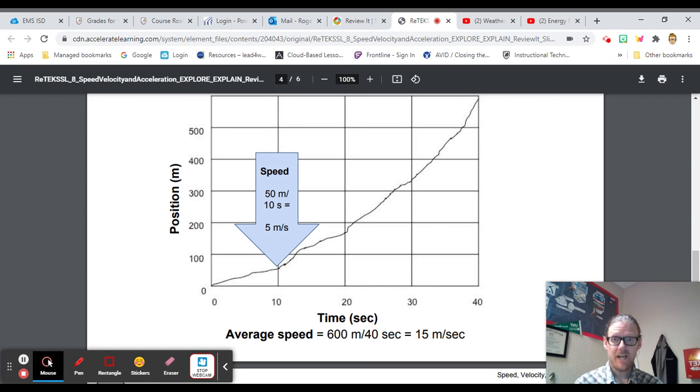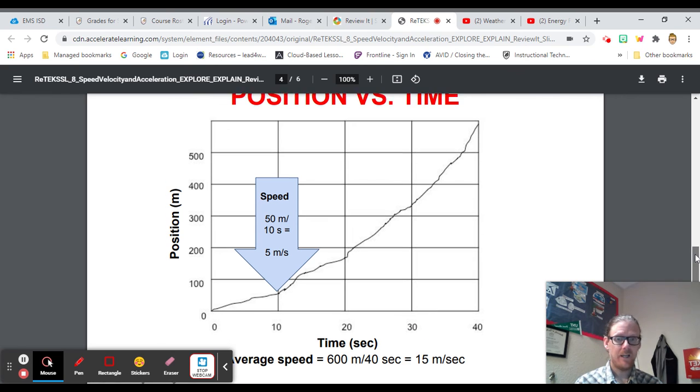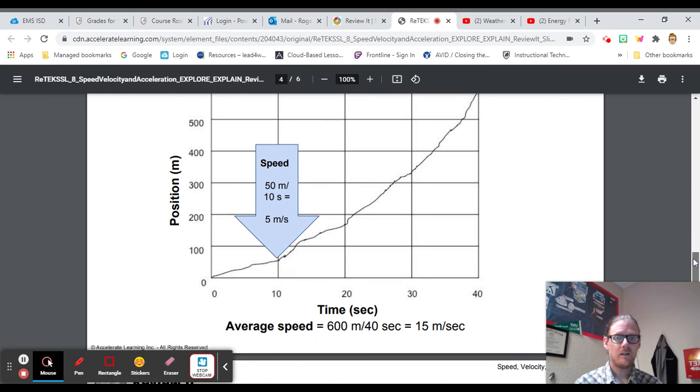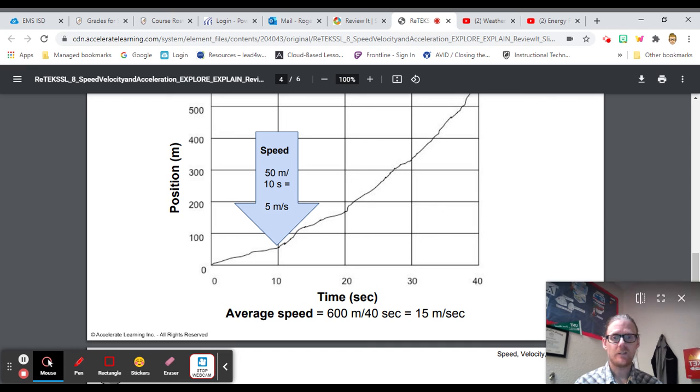Now, if you wanted to find the average speed of the entire graph, like they did, you would go over here, which is 600, and that's the total distance, divided by the total time, which is 40, and that would give you 15 meters per second. So that is how you calculate average speed using the formula and also using a graph.